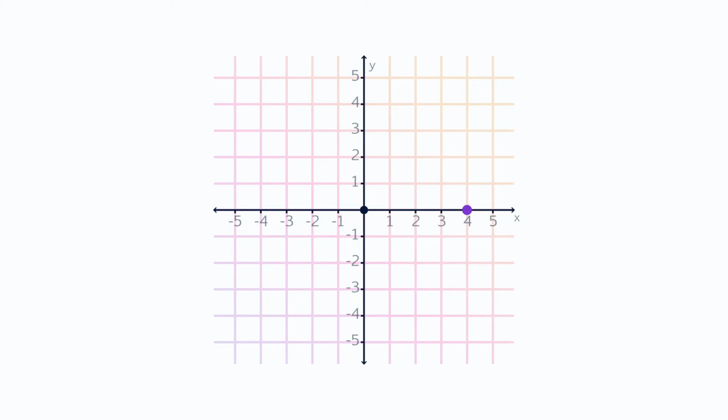Consider this point placed on the x-axis. It has coordinates 4, 0. Now, let's rotate the point counterclockwise by 90 degrees. You end up here. The rotated point is now placed on the y-axis at 0, 4.